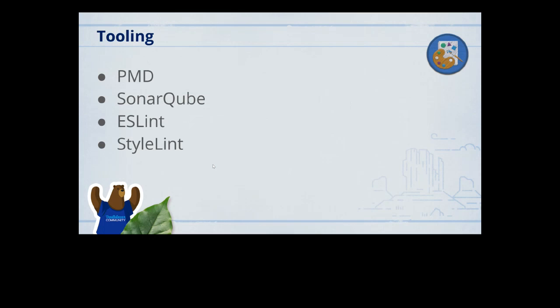So the four tools I'm going to talk about are PMD, SonarQube, ESLint, and StyleLint. There are probably lots of other tools out there. And once we're done talking, if you have a favorite that you want to talk about or enlighten us on, we'll gladly talk about it. But I'm going to talk about these four to start with.